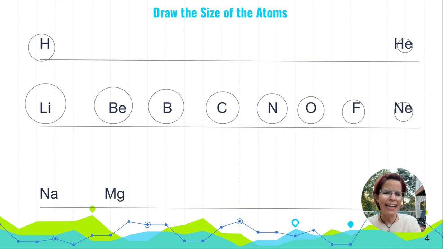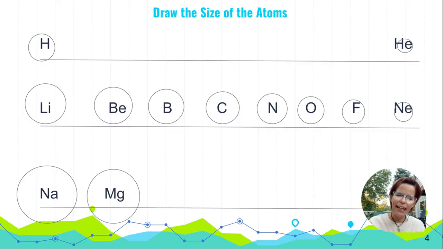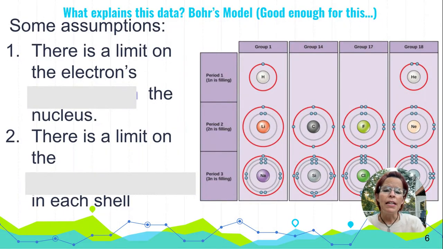Now, when we go to the next row, sodium is quite a big atom, and it's bigger than lithium and it's bigger than hydrogen. However, magnesium, the next one, is just a teeny bit smaller. And we want to know why that is, what's causing that. So there's some assumptions that we have to make, and we're going to look at Bohr's model.